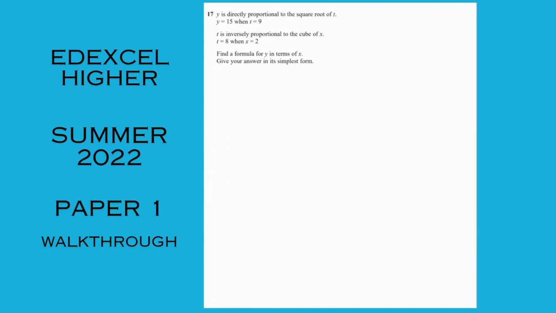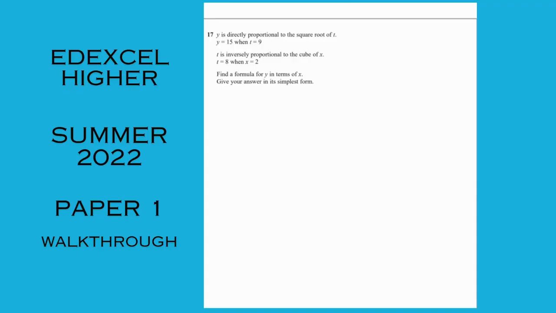Number 17, double proportionality, algebra based. One thing at a time. So y is directly proportional to the square root of t. We stick in 15 for y. We stick in t equals 9, square root of 9. So we get k is 5. So we've got a formula.